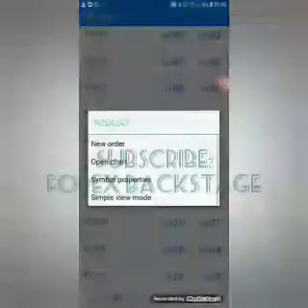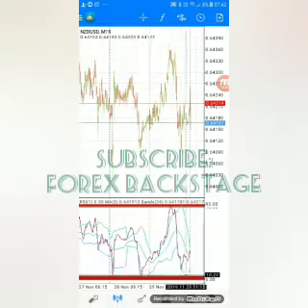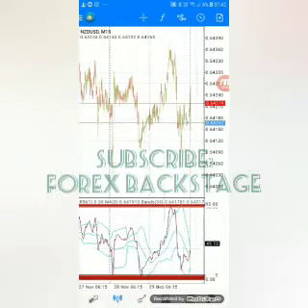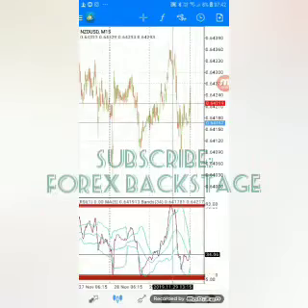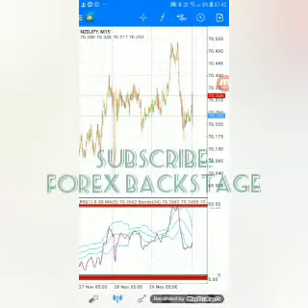Okay, and then on NZDUSD we only had this one here. This one the moving average didn't touch. Okay, NZDJPY, this one was better.